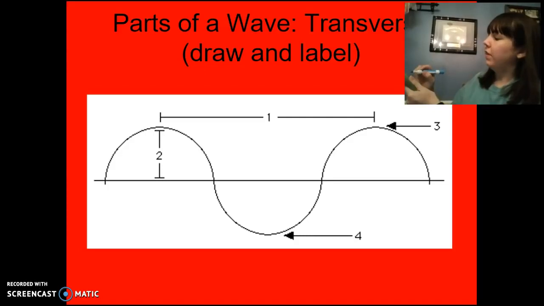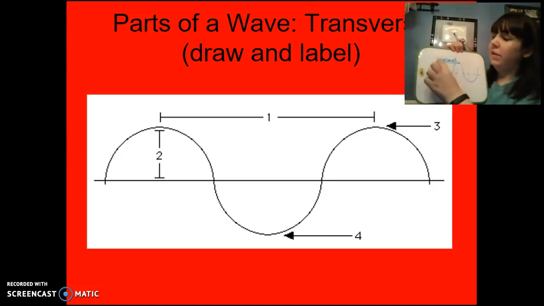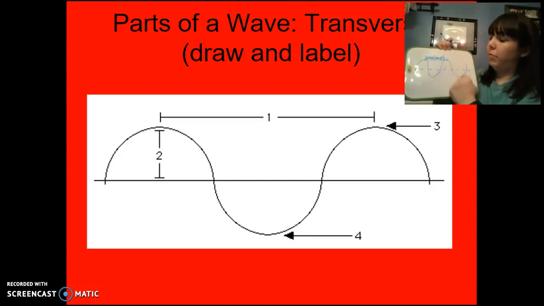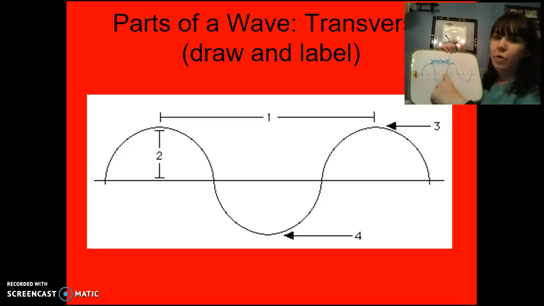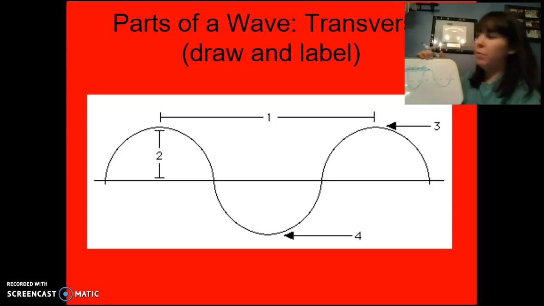So I'm going to write in here wavelength. Okay, wavelength, two similar points on a wave. It could be the top to the top, it could be the bottom to the bottom. Be careful doing middle to middle because you don't want to do this part right here in the middle. That's only half of the wavelength. You want to do from the part where it's going down to the next part where it's going down, or where it's going up to where it's going up. Don't just do the length of the middle.